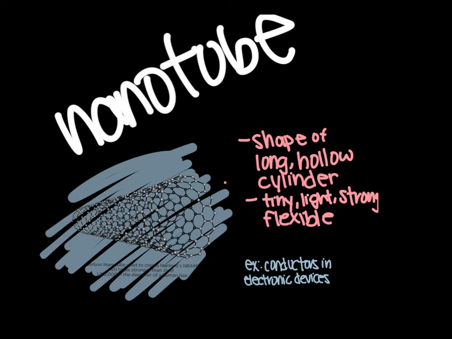Nanotubes are carbon atoms that are arranged in the shape of a long, hollow cylinder. Nanotubes are tiny, light, strong, and flexible. They're excellent conductors of heat and electricity, therefore making them a good choice for electronic devices and cables.